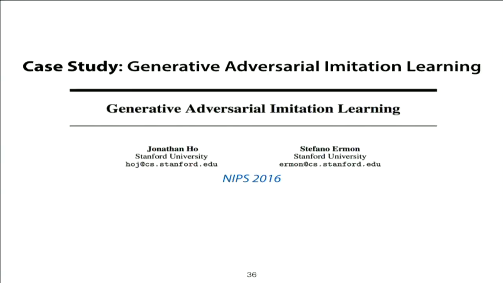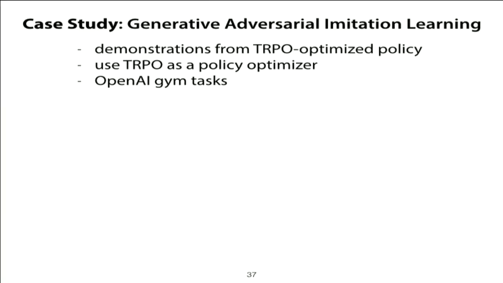Okay. And then the last thing that I'd like to cover is the paper that I mentioned before by Jonathan Ho at Stanford. And the method was basically the same as guided cost learning that I just covered. The main difference is that the demonstrations came from a TRPO optimized policy. So TRPO is trust region policy optimization. It's actually a policy optimization method that you'll hear about next lecture on Wednesday from John. It's based off of policy gradients, very similar to policy gradient methods.